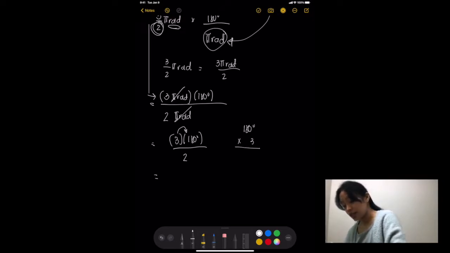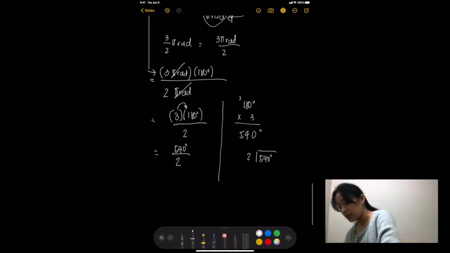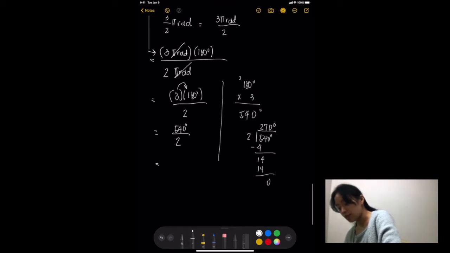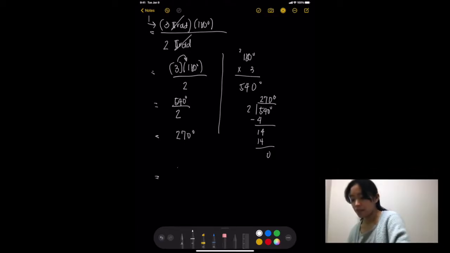So it's just 3 times 180, which is just 540 degrees. 540 degrees divided by 2. But what is 540 degrees divided by 2? So 5 divided by 2 is 2. 2 times 2, 4. 5 minus 4, 1. 14 divided by 2 is 7. 7 times 2, 14, 0. So 540 divided by 2 is just 270 degrees.